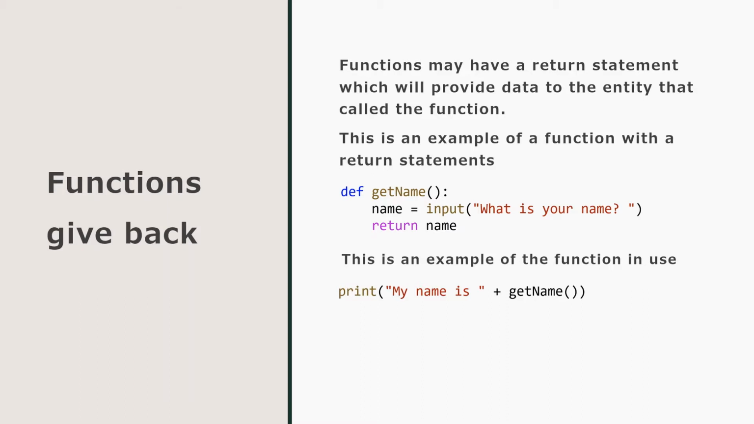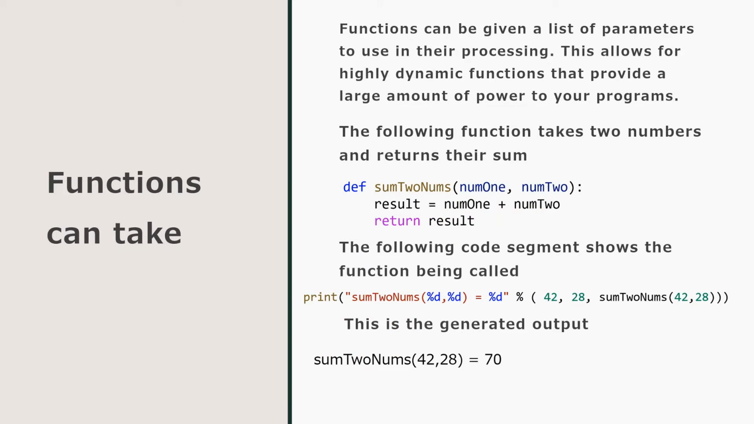That's one type of function. Another type of function is a function that can be given something for further processing. Whenever a function is given a list of parameters, such as on the screen right now, we have def, we're defining a function called sum of two numbers, and then we're giving it num1 and num2. Whenever that function is called, you're going to give it those two variables, those two data types, those two pieces of data.